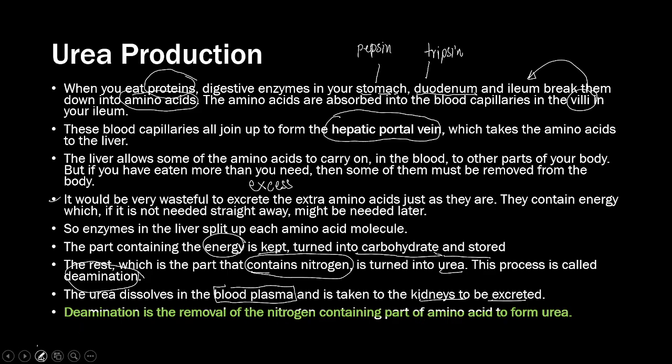Deamination is the removal of the nitrogen containing part of amino acids to form urea. Now you need to know that it's not that amino acids are directly broken down into urea by the removal of nitrogen. They first form ammonia, NH4 plus, before becoming urea. Okay, you need to know that.